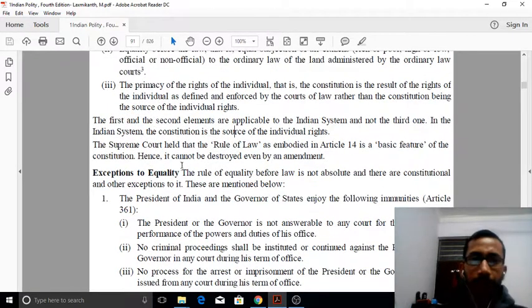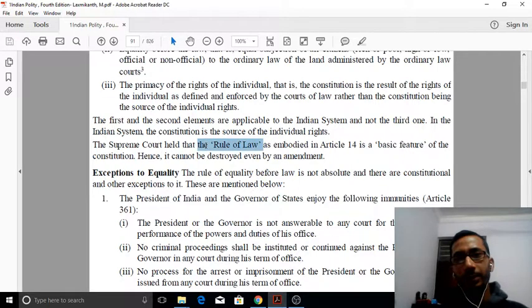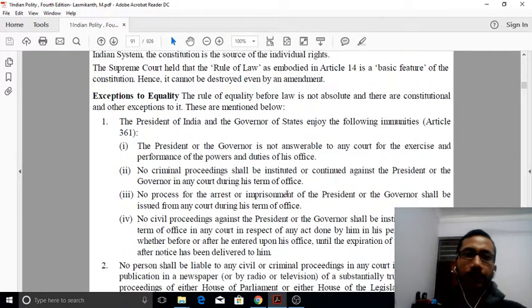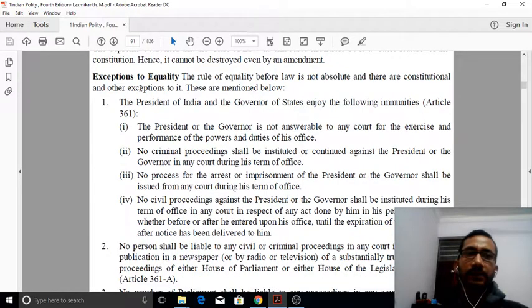Okay. The Supreme Court held that the rule of law as embodied in Article 14, right, is a basic feature of the constitution. Hence, it cannot be destroyed even with the help of any amendment. This rule of law cannot be destroyed. Rule of law is equal for every person, right? Every citizen of India.